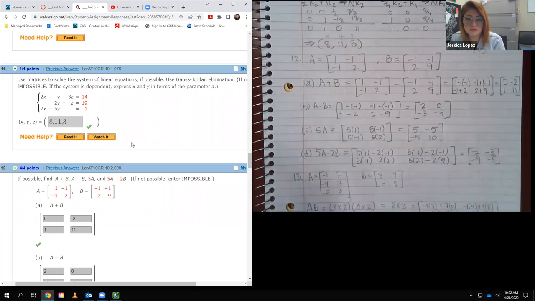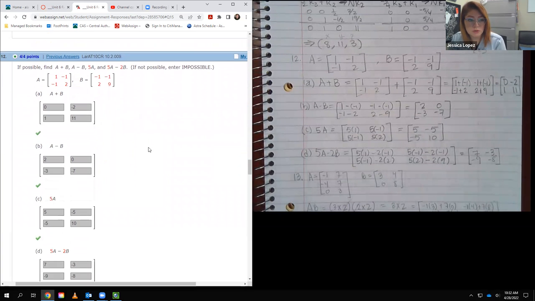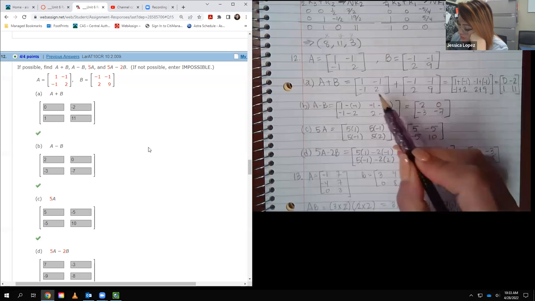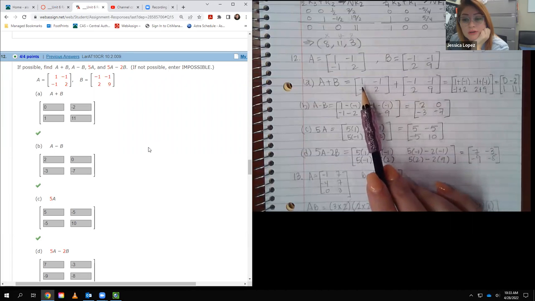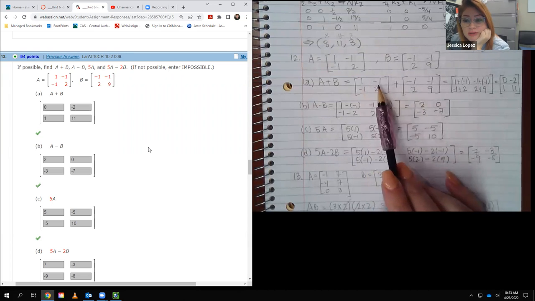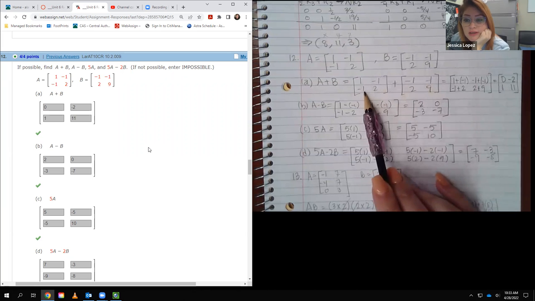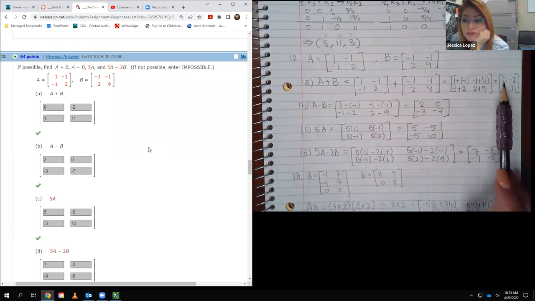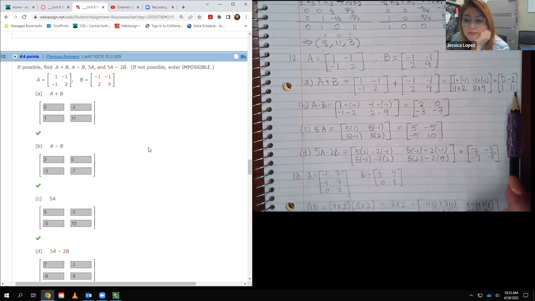Okay, so moving on to number 12. Number 12 asked me to add A and B, do A minus B, do 5A, and then 5A minus 2B. In order for us to add two matrices together, we're just adding them component by component. So 1 plus negative 1, negative 1 plus negative 1, negative 1 plus 2, and then 2 plus 9. And so the results are 0, negative 2, 1, and 11.